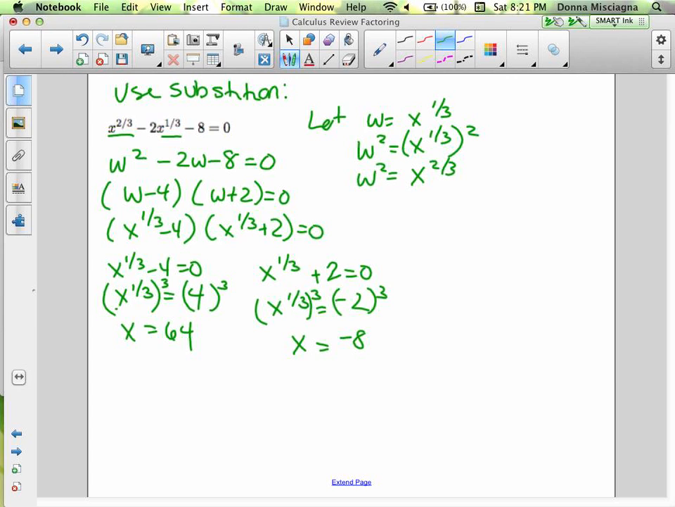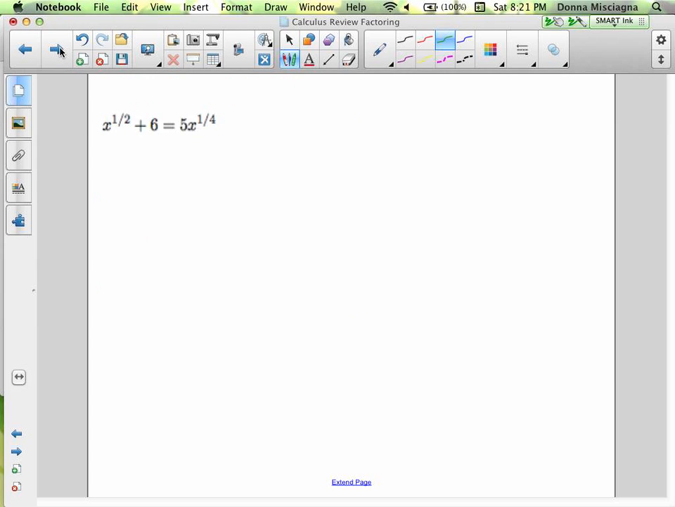But here, if we plug the negative 8 back in, we would have the cube root of negative 8, that's negative 2. Negative 2 plus 2, that's 0. So you don't have to check on negatives. You don't get false solutions on odd exponents. You get false solutions on even exponents.